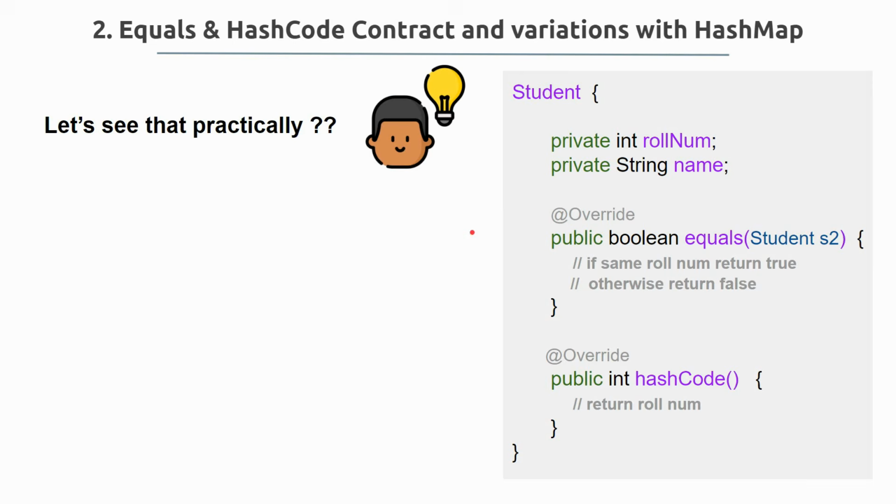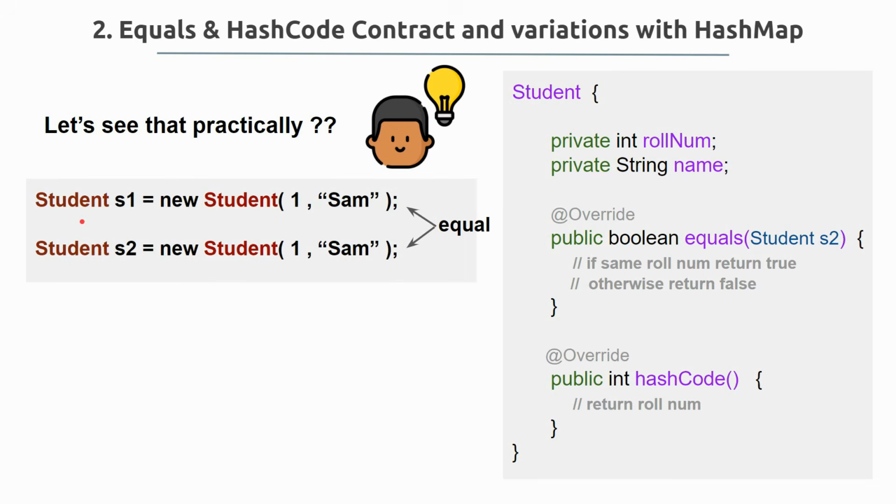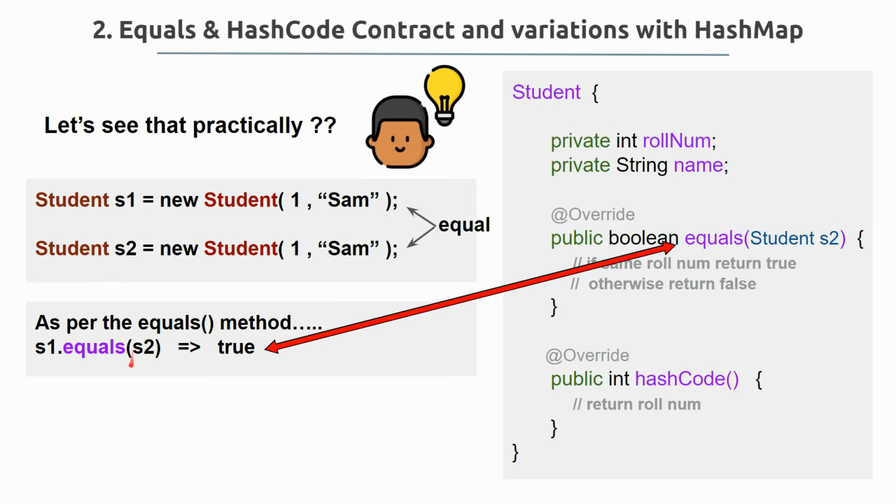Consider this Student class. Here we are overriding the equals method. This equals method says that if two Student objects have the same roll number, then they are equal. Now it doesn't matter if these two objects are pointing to the same object in memory or different objects in memory. What matters now is the roll number. Now let's create two objects like this, Student S1 and Student S2. They have the same roll number, 1. As per the equals method, these two objects S1 and S2 are equal. So S1.equals(S2) will return true because they have the same roll number.